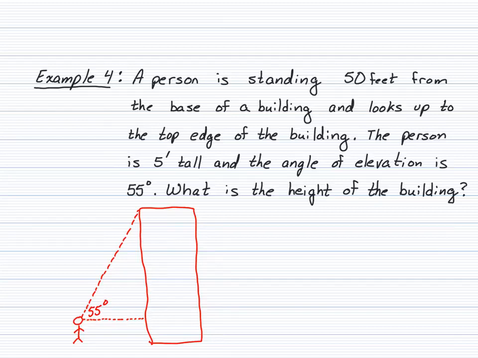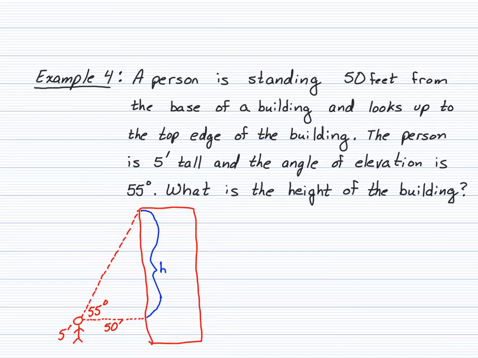All right. So we also have the fact that this man is 5 feet tall, and the person is standing 50 feet away from the building. What we need to do is find the overall height of the building. Now, the measurement from here to here, we can find using our trig ratio. I'm going to call this h.